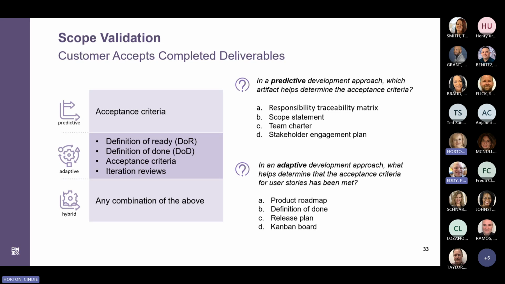So let's take a moment here and look at these questions and answer them. In a predictive development approach, which artifact helps determine the acceptance criteria?